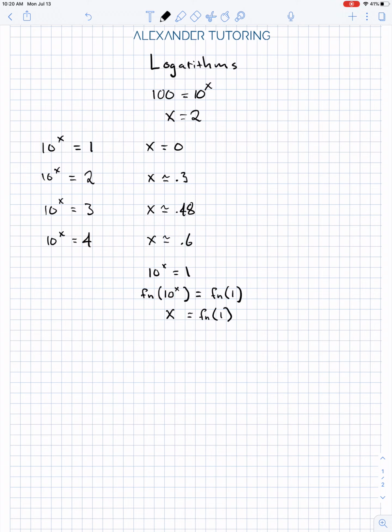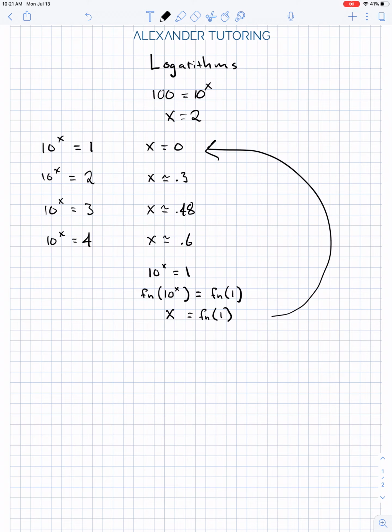I have no idea what the function is. I'm just kind of brute force making it some function where if I plug 10 to the x into it, x comes out. Now, the next question is, well, what the hell is f of 1? We don't even know what the function is. However, looking back up here, we already figured out what x is through brute force, or guess and check, basically.